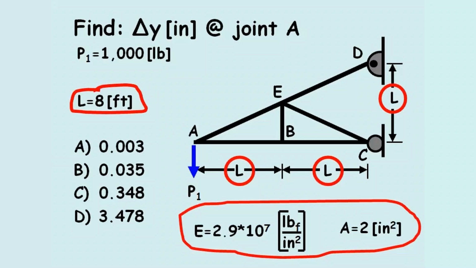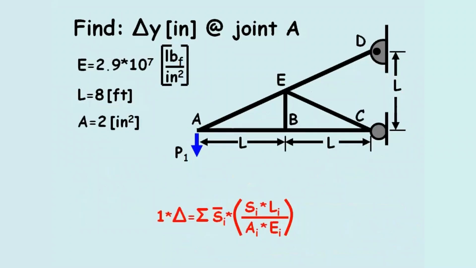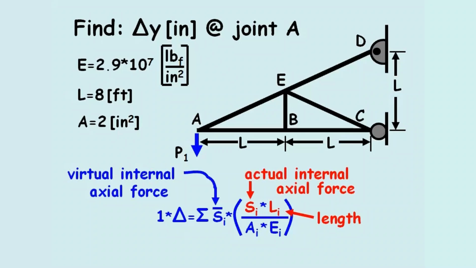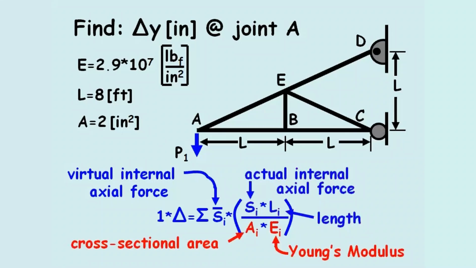all members. Using the virtual work method, the displacement at any joint in the truss, delta, equals the sum of the virtual axial forces caused by an external virtual load, S bar I, multiplied by the actual axial forces caused by the real loads, SI, times the length of the member, Li, divided by the cross-sectional area of the member, AI, divided by Young's modulus of the member, EI.